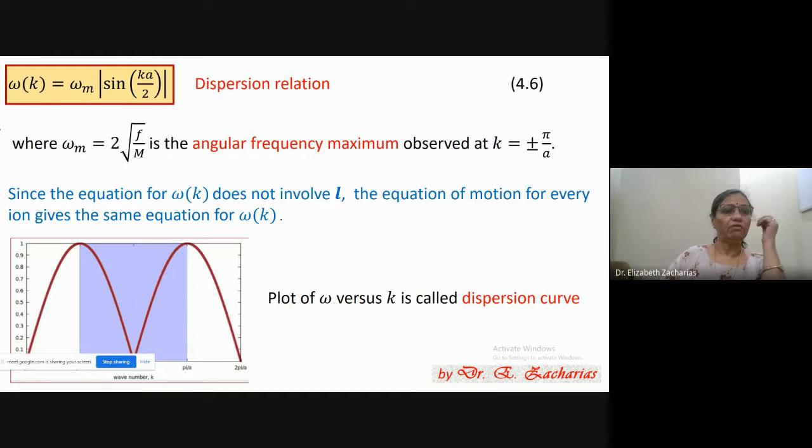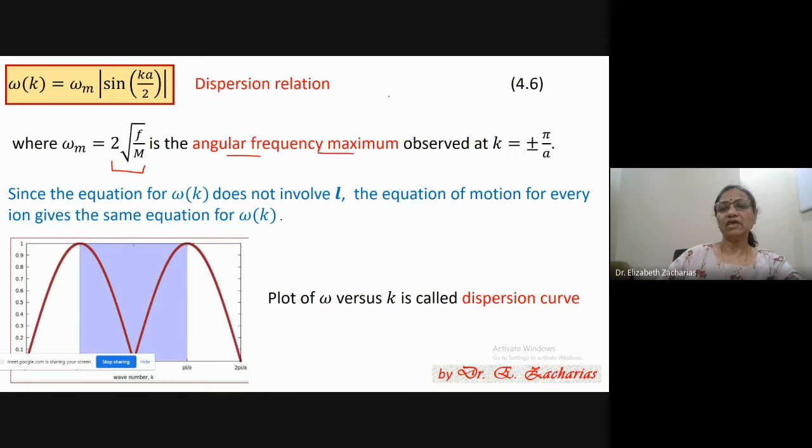So that's why we are writing omega k is equal to omega m into modulus of sine ka by 2. This is called the dispersion relation. And omega m is this. So this is also called the angular frequency maximum. When are you going to see this angular frequency maximum? Let us see when we will see it.